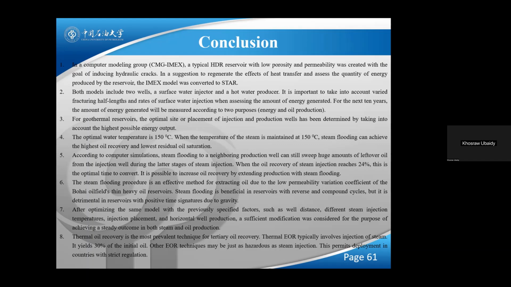At the same time, we still have electricity production, steam production, and also oil production, where the optimal steam injection is 150 for the heavy oil reservoir. And in the same way, after optimizing the same model with the previously specified factors such as well distance, different steam injection temperatures, and placement of the horizontal production well, a sufficient modification was considered for the purpose of achieving a steady outcome in both steam and oil production.